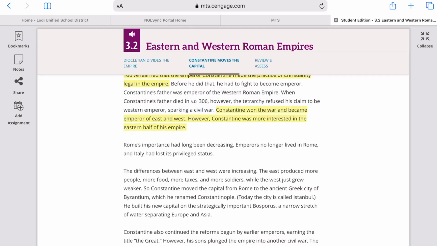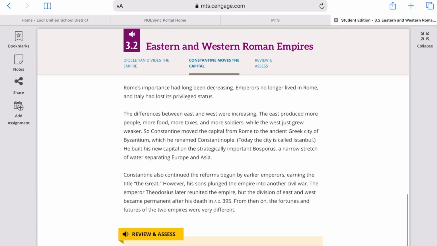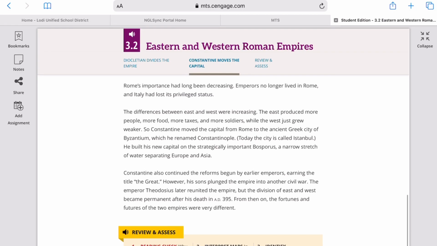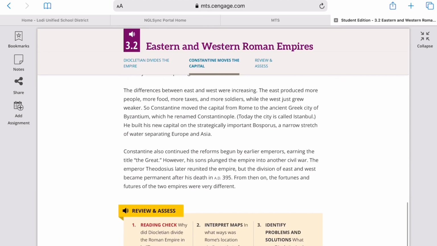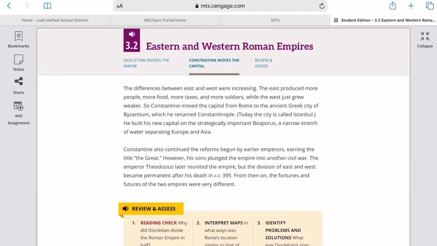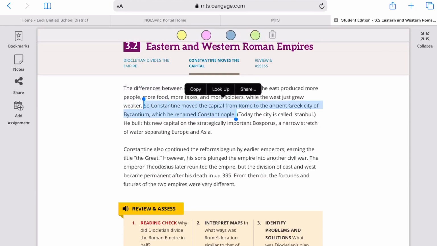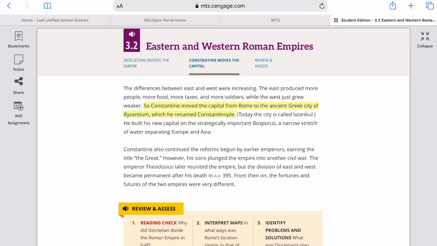However, his sons plunged the empire into another civil war, probably because of jealousy, wanting power, ego, and things like that. The emperor Theodosius later reunited the empire, but the division of the East and the West became permanent after his death in AD 395. From then on, the fortunes and futures of the two empires were very different.